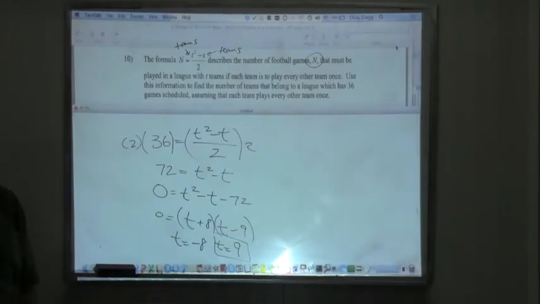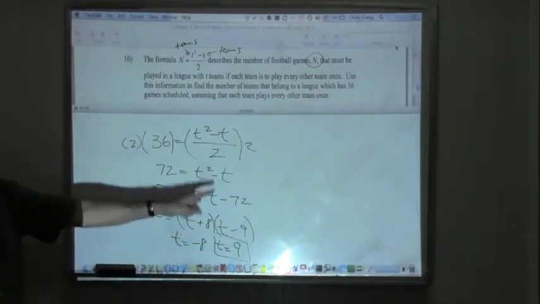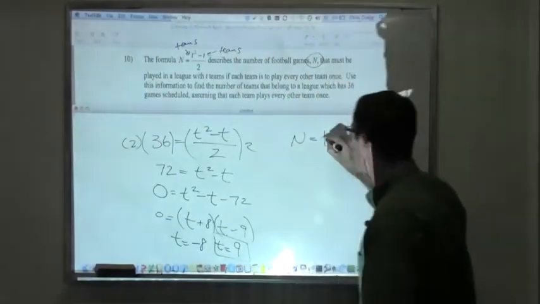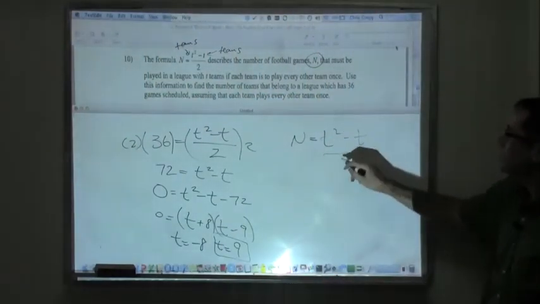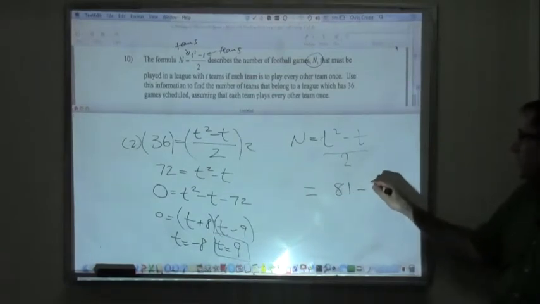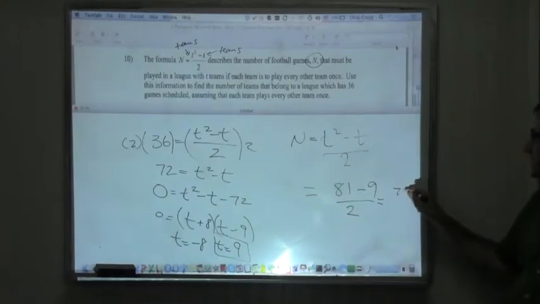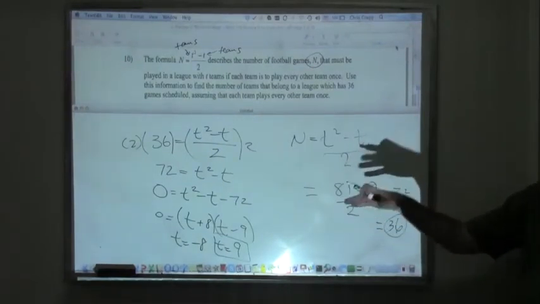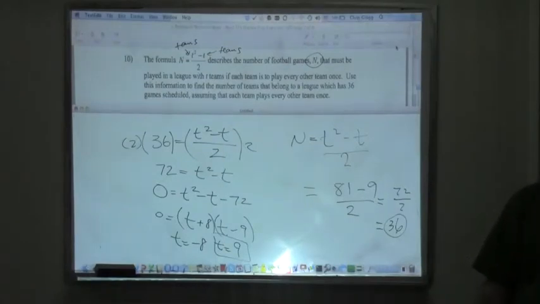Can you check if that's true? Or can you check the answer? Yeah, you can totally check the answer. Plug T in up here. N equals T squared minus T divided by 2. So you get 9 squared, which is 81, minus 9, divided by 2. 81 minus 9 is 72, divided by 2, or 36. It would also work with negative 8, but that wouldn't make sense in terms of number of teams.